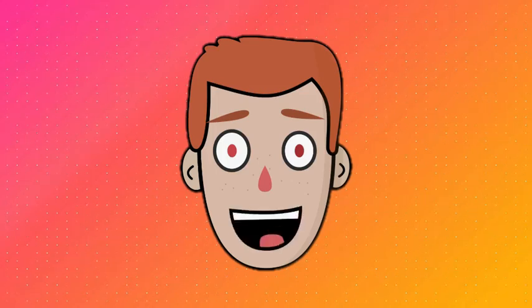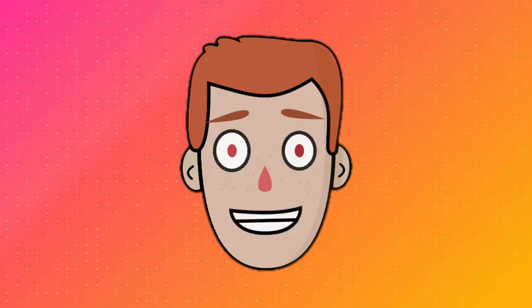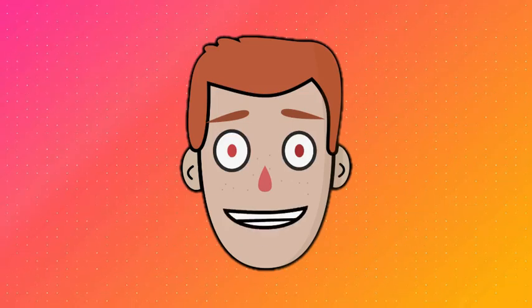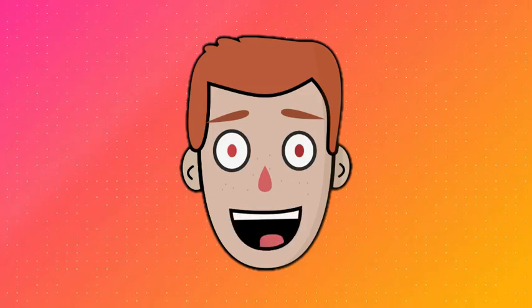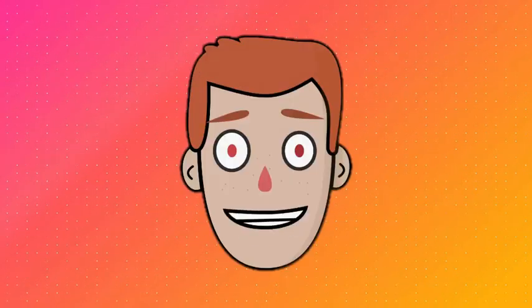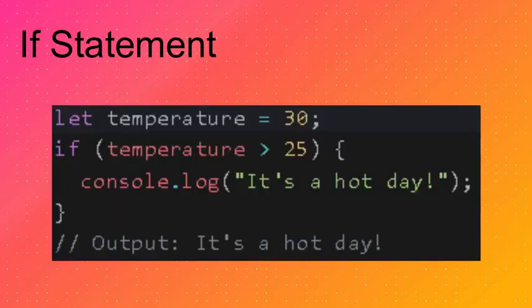Now that you know how to compare values, let's talk about conditionals, the way your code makes decisions. The most common conditional statement is the if-else block. Here's how it works. Basic if statement. If a condition is true, execute some code.